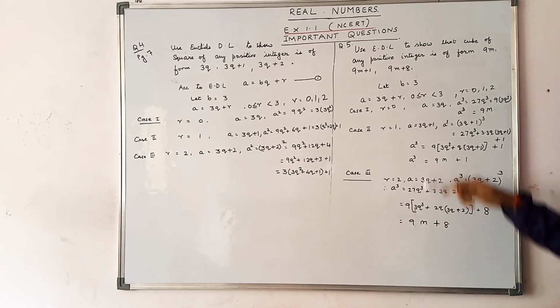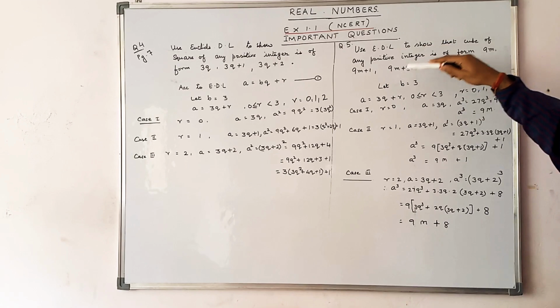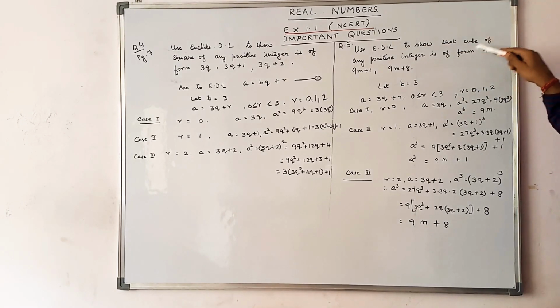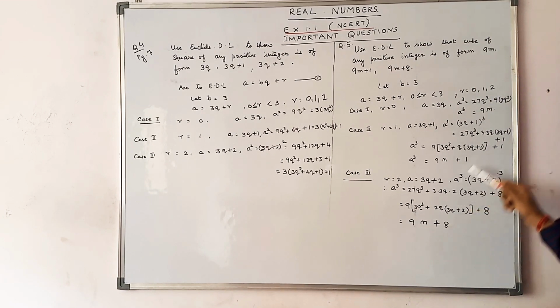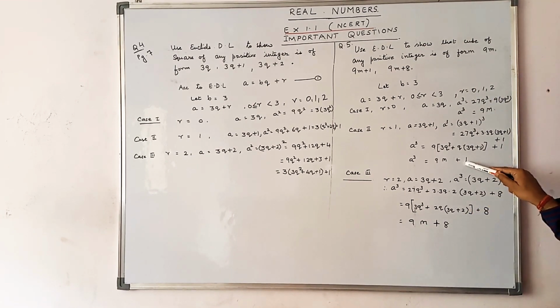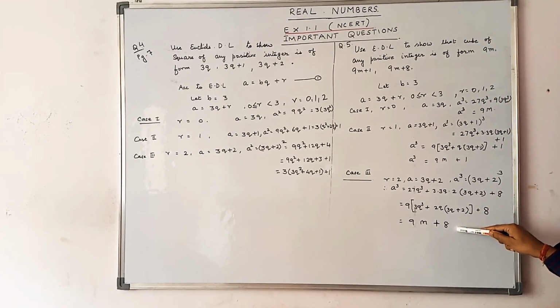So we conclude that whenever you take the cube of any positive integer, it is either of the form 9m or 9m plus 1 or 9m plus 8.